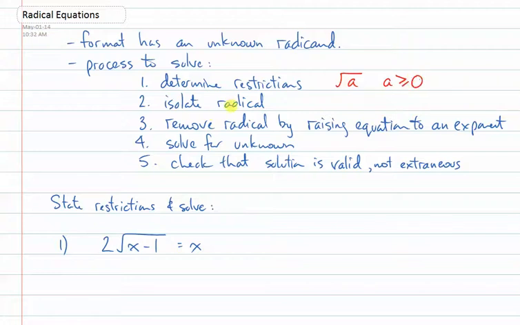Having determined that, isolate the radical, and remove the radical by raising the whole equation to an exponent. For example, square to remove a square root. You have to do this on each side of the equation, as I'll show you. Then you solve for the unknown, now that the radicals are gone, and then finally check that the solution is valid and not extraneous, meaning a root that seems to work but doesn't actually work.